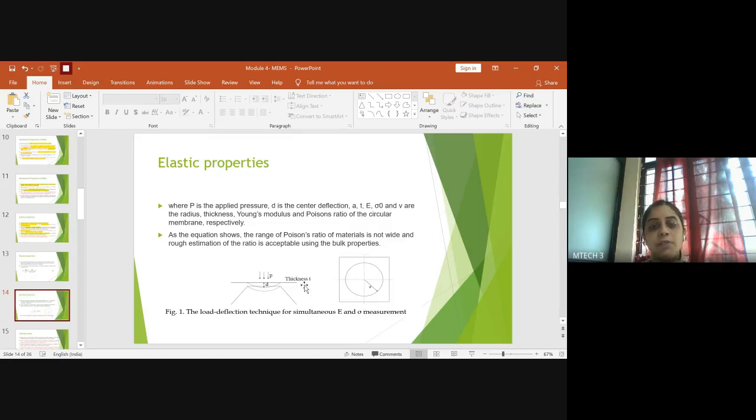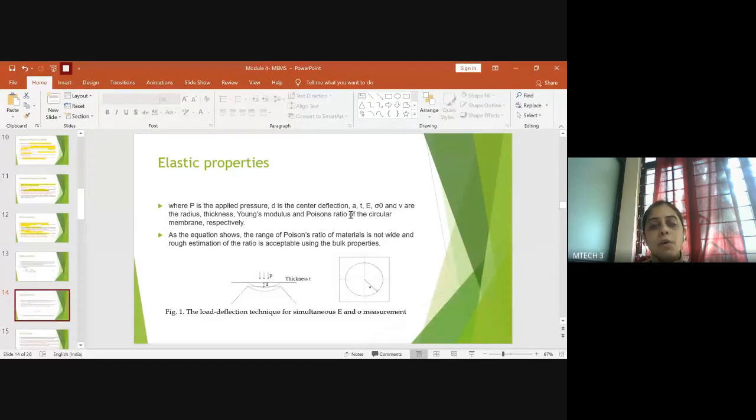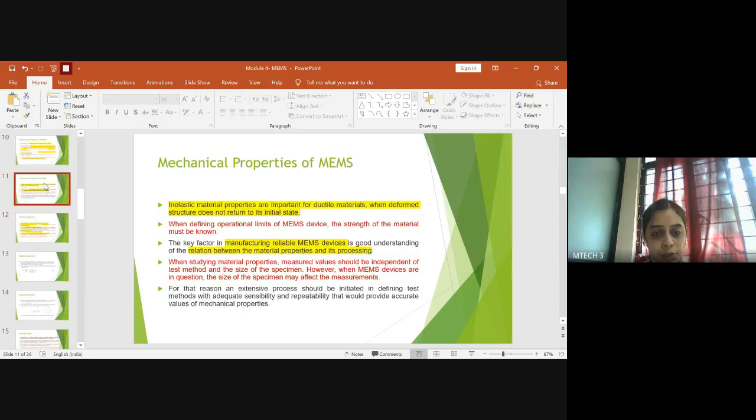What is the thickness of the membrane we are using? And E, you are aware enough, is the Young's modulus. And sigma naught here we refer to as the Poisson ratio, right? So you have to be aware of what each term stands for. This much you have to write if they ask you to explain the elastic properties of a given MEMS device. Usually they are not specific to a particular one.